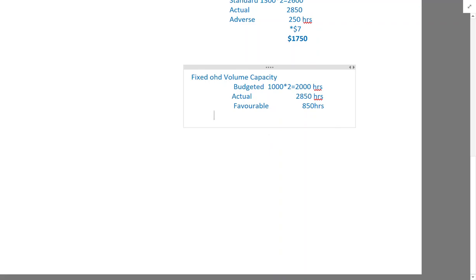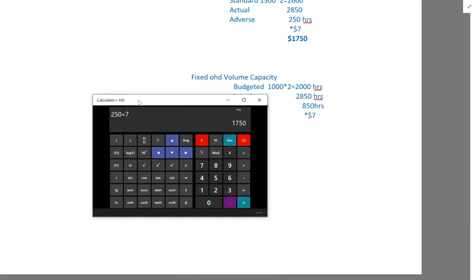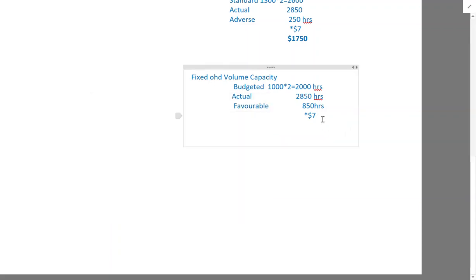Now multiply this by rate per hour. Which rate? The 7. Okay? So it becomes how much? Let's see. 850 multiplied by 7, it becomes 5950. Okay. This is favorable. This is adverse.